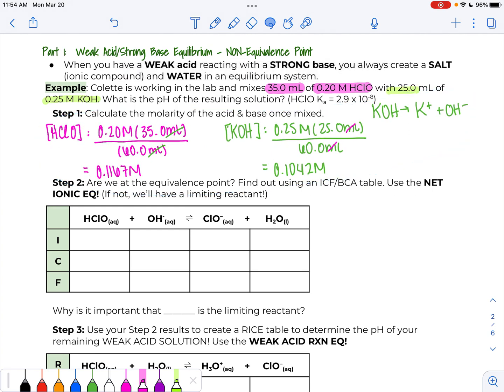Okay, so I did the problem, and this is what I ended up with. So our new acid concentration and our new base concentration once mixed, you should end up with these values right here. Keep in mind that because this is a strong base, this is how it's going to break up. It'll dissociate completely into those ions.